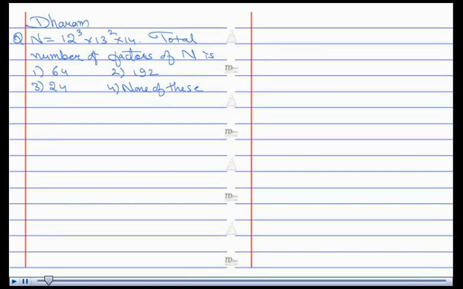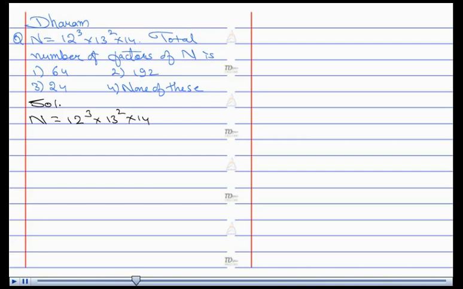Hello, I am Dharam. The question is, n is equal to 12 to the power 3 into 13 square into 14. Total number of factors of n is. Solution. The given composite number n can be expressed as 12 to the power 3 into 13 square into 14. This is what is given to us.